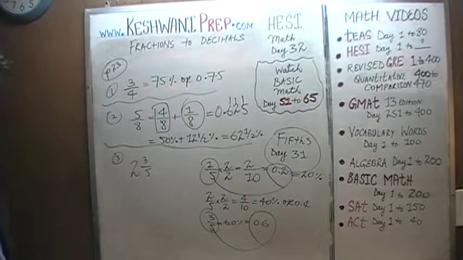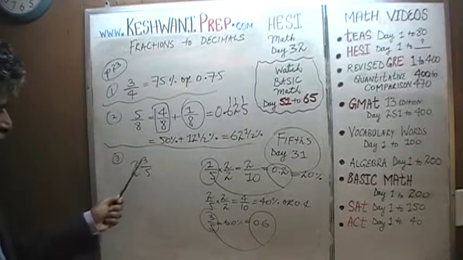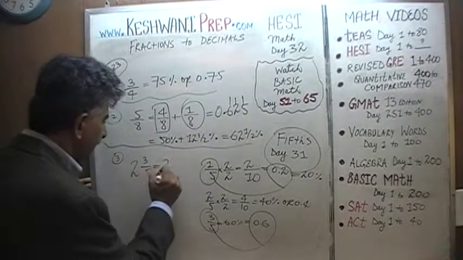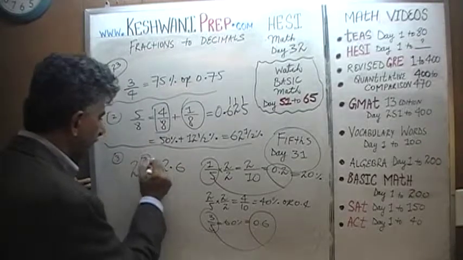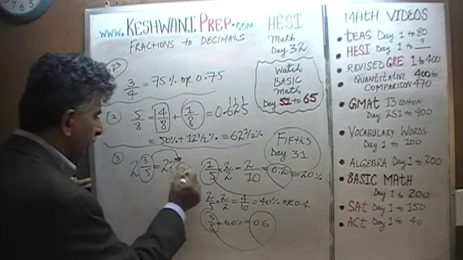Since they're asking us to convert this into decimal, it's just 2 3/5, which is simply 2.6, because 3/5 is 0.6, as we just saw here.